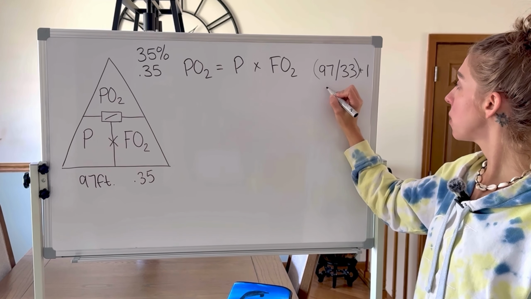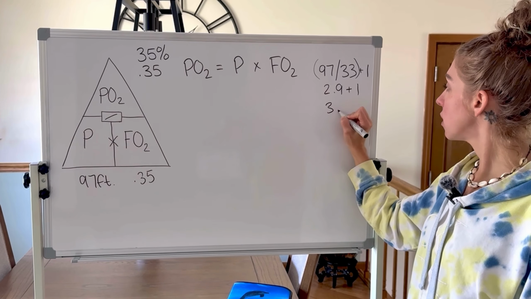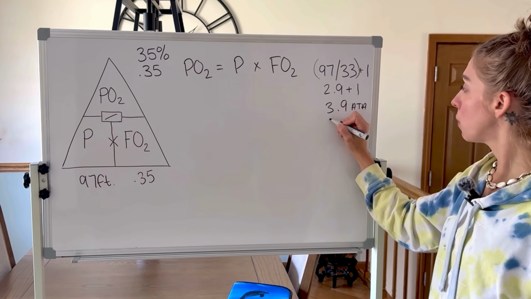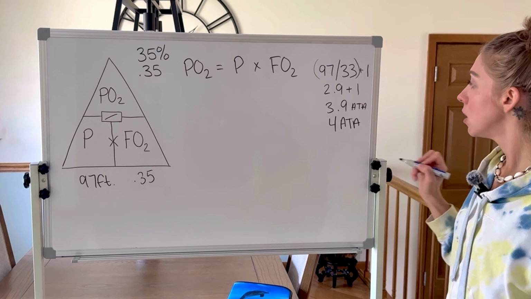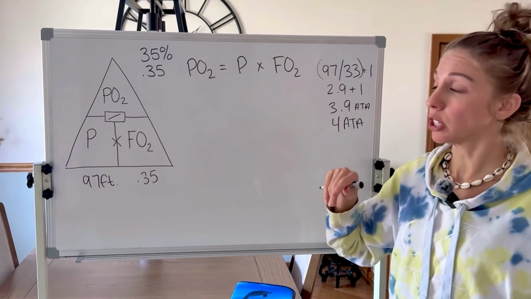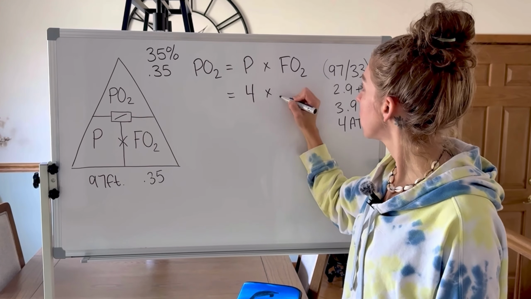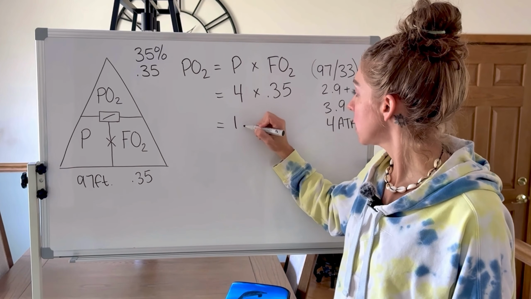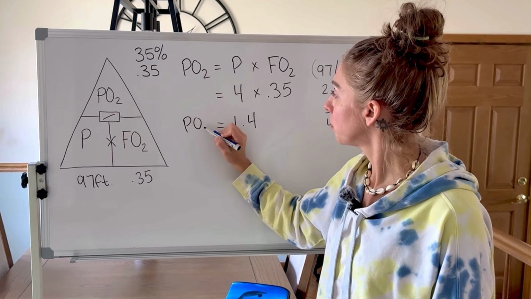So 97 divided by 33 is 2.9 plus 1 is going to be 3.9 ATA. So we'll round that up to 4. So 4 atmospheres at 97 feet. Now we can plug this into the equation. 4 times 0.35, and that's going to give us an oxygen partial pressure of 1.4.